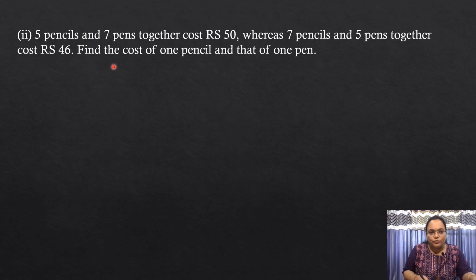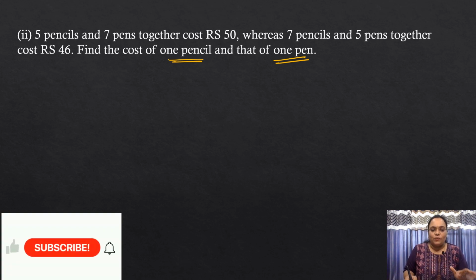Let us see the next problem. 5 pencils and 7 pens together cost rupees 50, whereas 7 pencils and 5 pens together cost rupees 46. Find the cost of one pencil and that of one pen. So we need to find the cost of one pencil and one pen. Now let us form the pair of linear equations first.